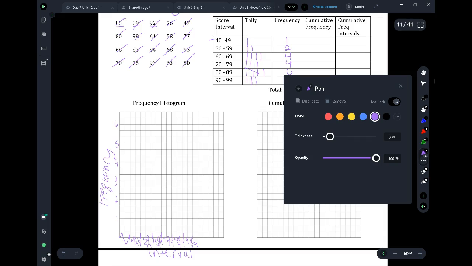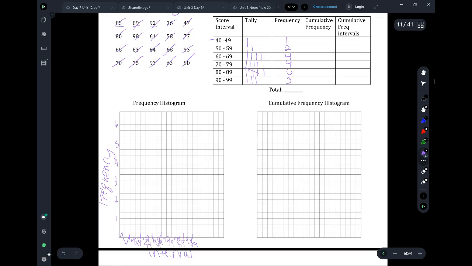See how big that's going to be. All right, so let's make our bars. So the first one only goes up to a frequency of 1. I'm going to fill that in. 50 to 59 goes up to 2. 60 to 69 is going to go all the way up to 4.